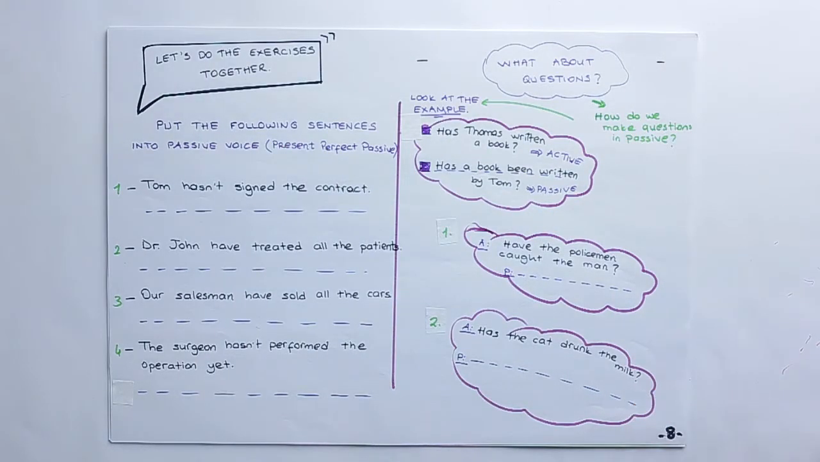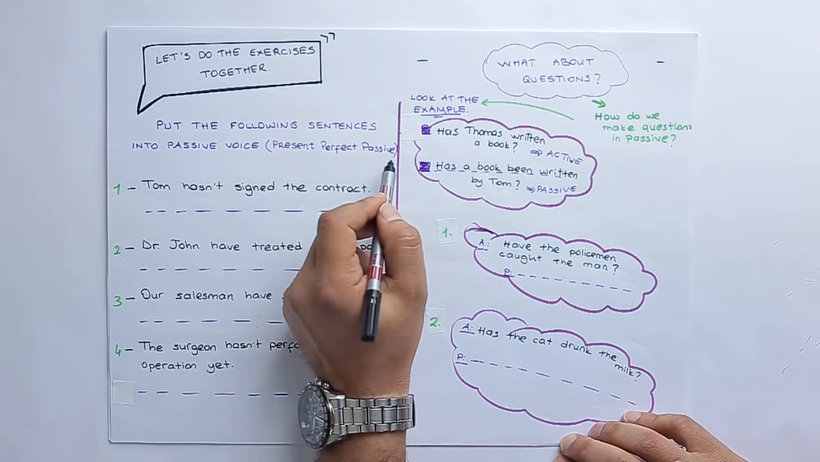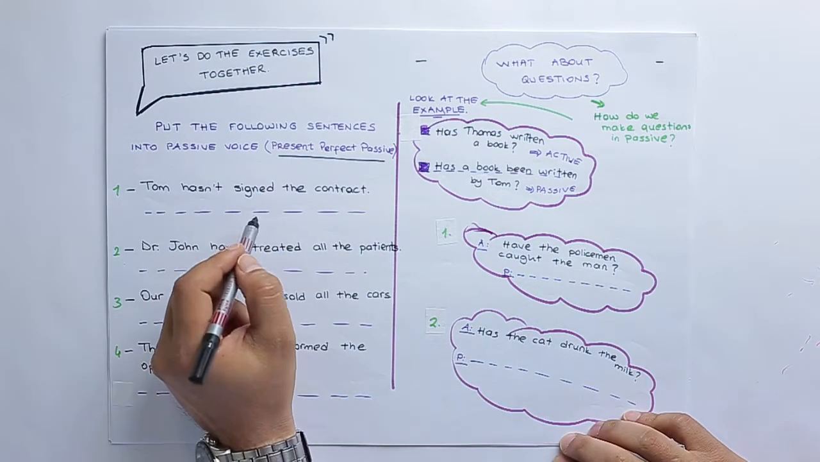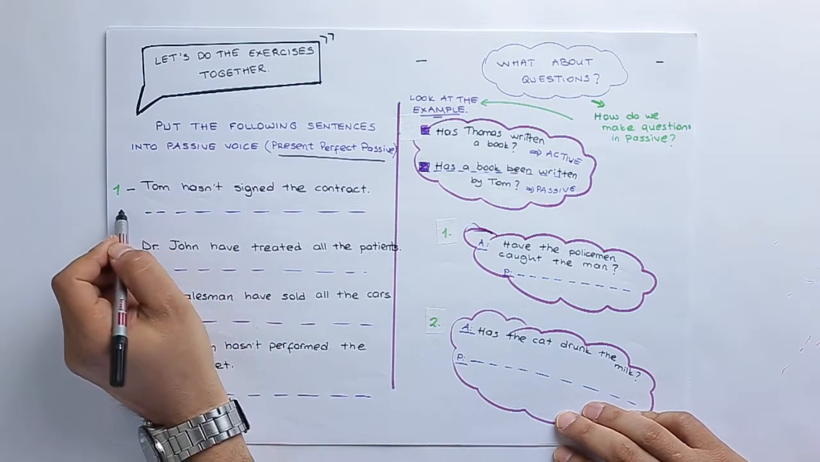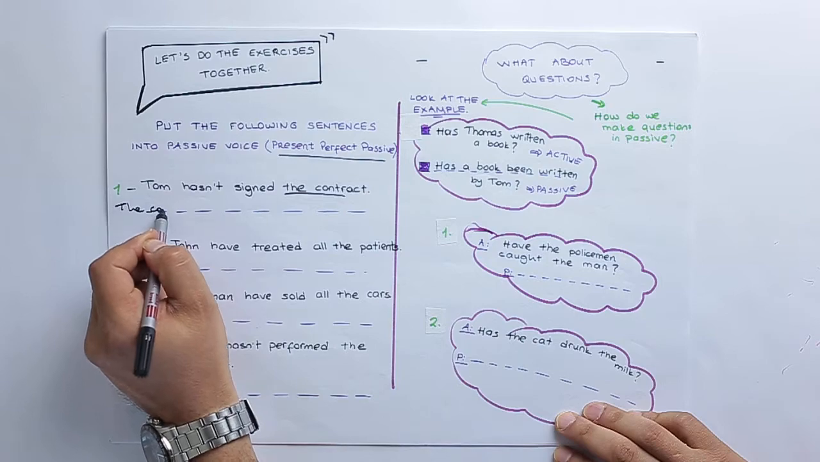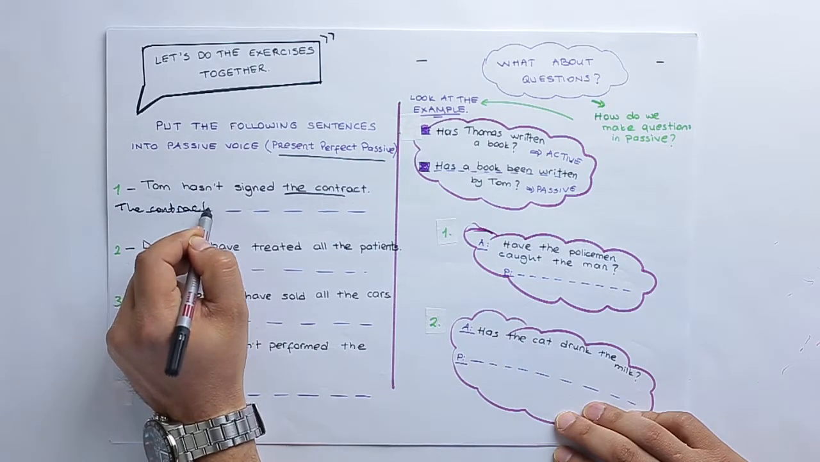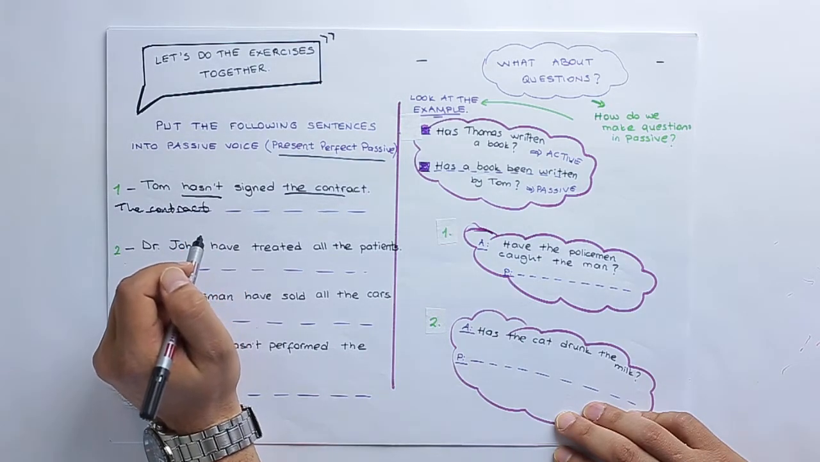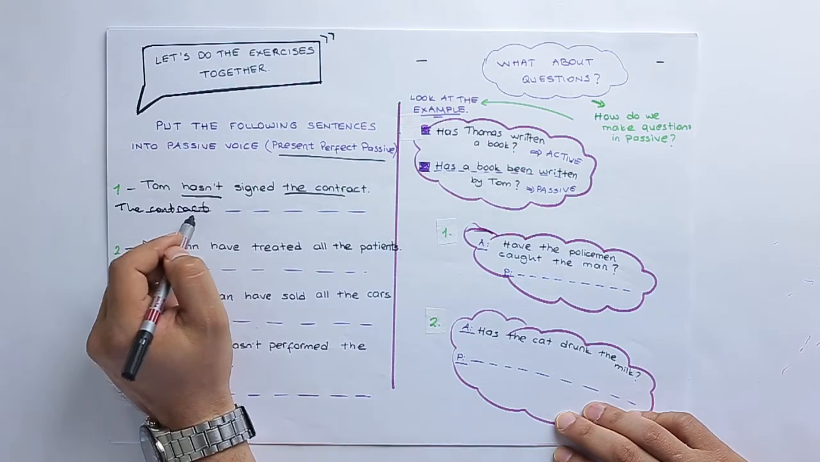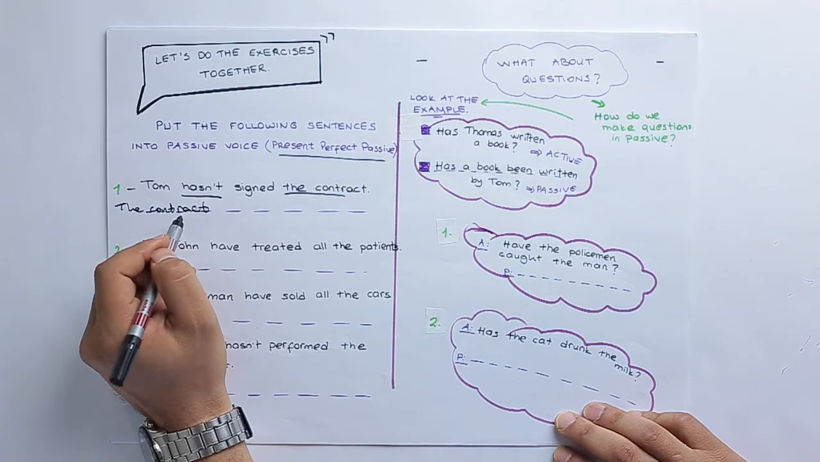Yes, let's do the exercises together. Let's do it. Put the following sentences into passive voice. Yes, what's our tense? It is present perfect tense. Yes. Tom hasn't signed the contract. Let's start it. What's our object? The contract. Yes. Is this affirmative or negative? It is negative. And what is our subject? Is it singular or plural? As you see, it's singular.